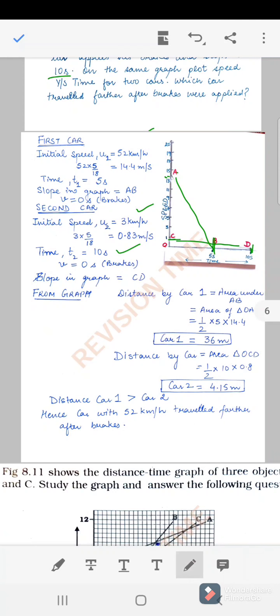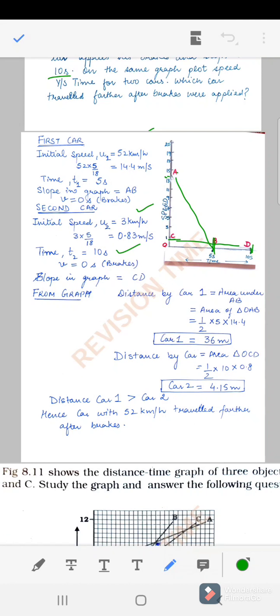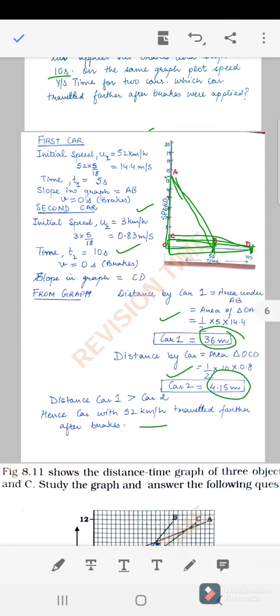So from the graph we know that distance traveled can be calculated from the speed time graph by the area under the slopes. So for car 1 we have the area under triangle OAB, and for car 2 we have the triangle OCD. This is the OAB triangle and this is the OCD triangle. So after putting the values we will get the results. So the distance of car 1 is greater than car 2. From here we can see that. So hence car 1 with the speed of 52 km per hour traveled farther after the brakes were applied.